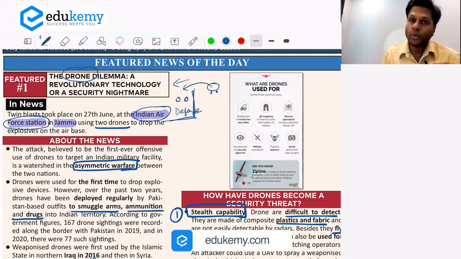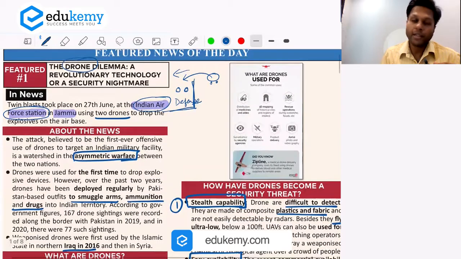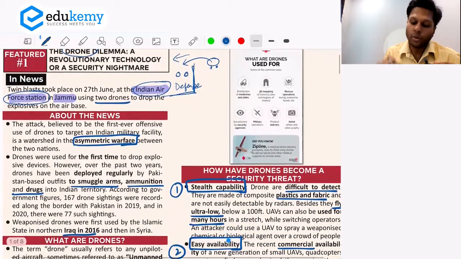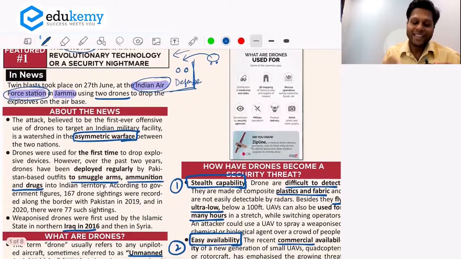Now, Pakistan has been using drone technology against India, but never till now has it used drones to carry out attacks. It has been using these drones to smuggle arms. It has been using drones for supplying ammunitions and drugs across the border, but not in this warfare, right? This warfare is a little asymmetric in nature.